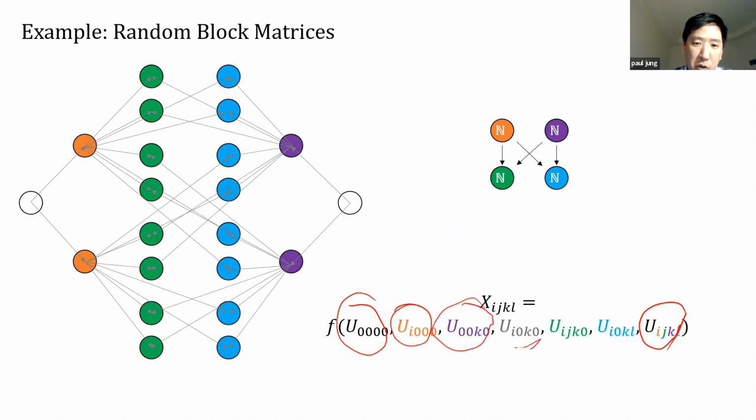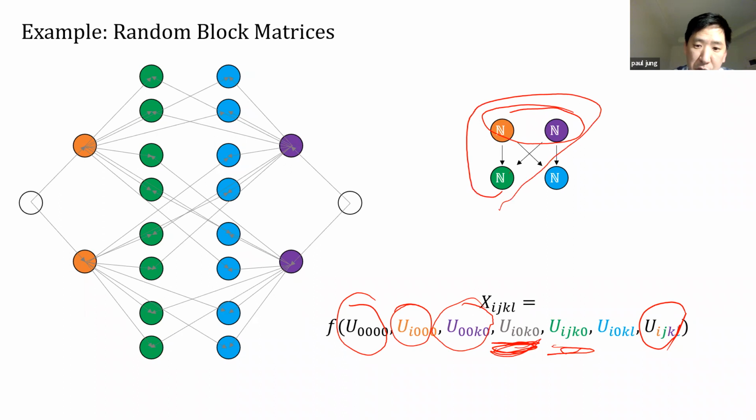And once we include green, we have to... I think we can actually just have the orange and the purple. This is the one that corresponds to orange and purple. And then once we include green, we have to include these two. And once we include blue, we have to include these two.